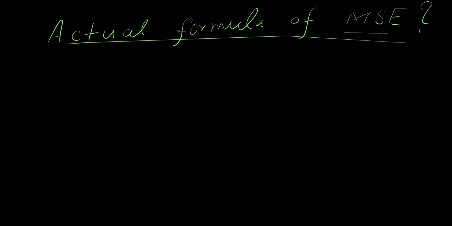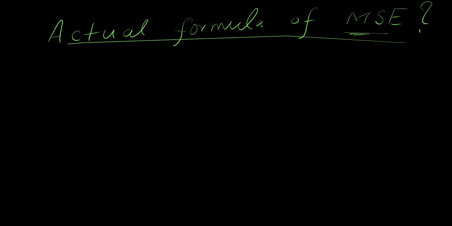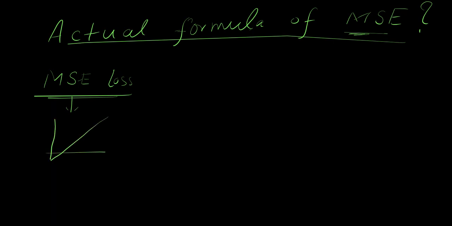So you might have wondered what the actual formula for the mean squared error loss function, popularly known as MSE, is. Some of you might have seen the MSE, the mean squared error loss function, which is the loss function used to minimize the error in the case of a linear regression model.